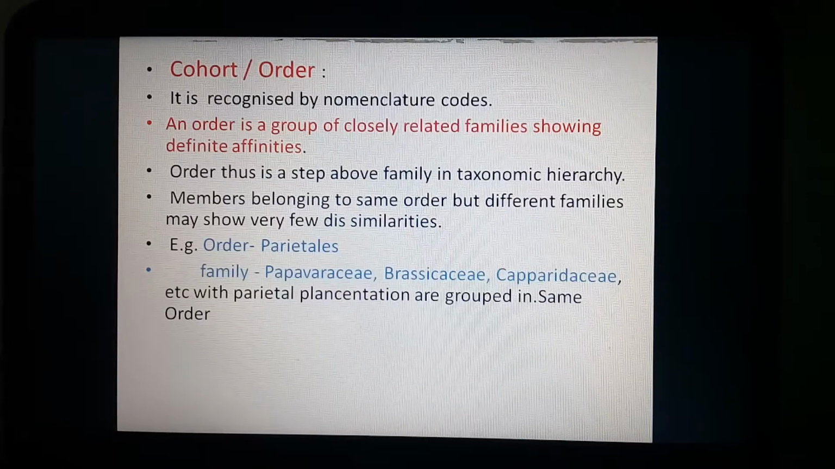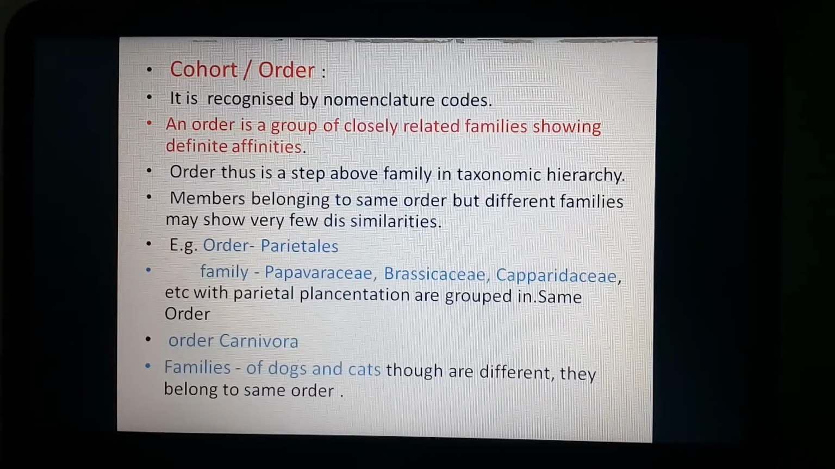Example, order Parietales, and families Papaveraceae, Brassicaceae and Capparidaceae all belong to the same order. Here, order Carnivora. In order Carnivora, the families of dog and cat as well as the lion, leopard, tiger all come under the order Carnivora. All are carnivorous.